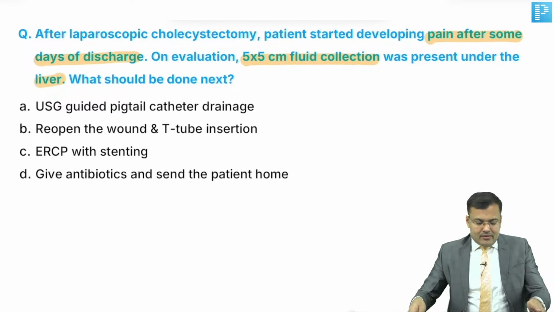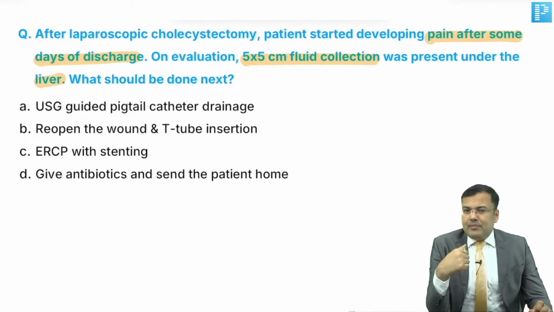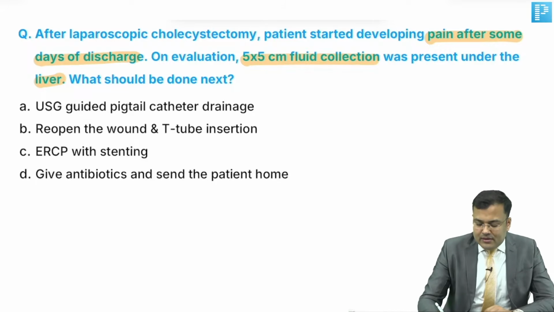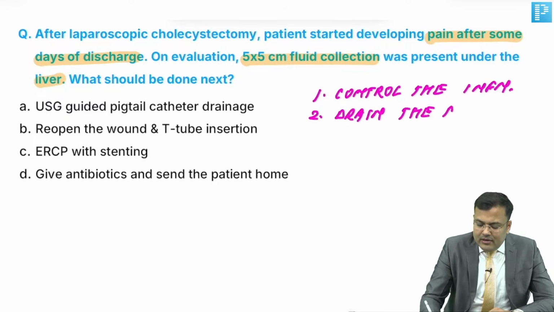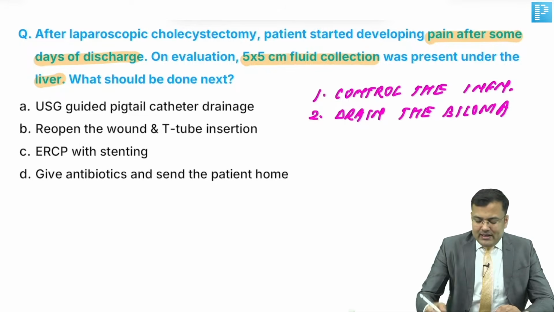Let me explain. Sometimes the bile duct injury is diagnosed in post-operative period, and whenever bile duct injury is diagnosed in post-operative period, first step is control the infection. So how you control the infection, guys, tell me? You have to start antibiotics. Second step is drain the biloma. How you drain? Ultrasound or CT guided percutaneous aspiration, or we insert the pigtail catheter.